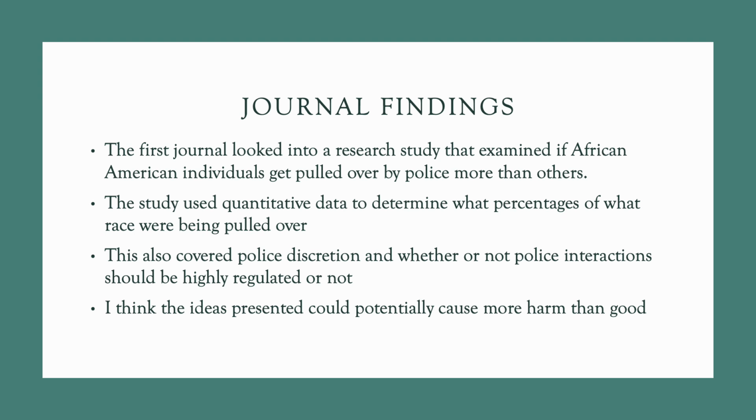The first journal that I looked into was a research study that examined if African American individuals get pulled over more than other people by police officers. This study used quantitative data to determine what percentages of what race were being pulled over. This also covered police discretion and whether or not police interactions should be highly regulated or not.